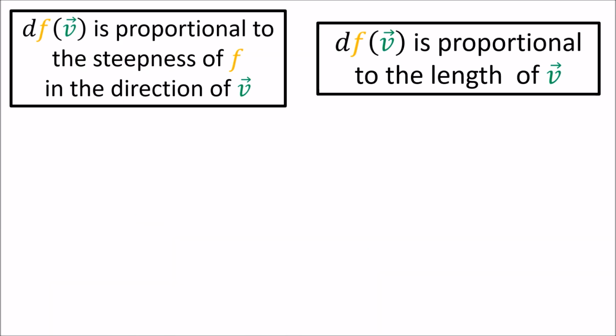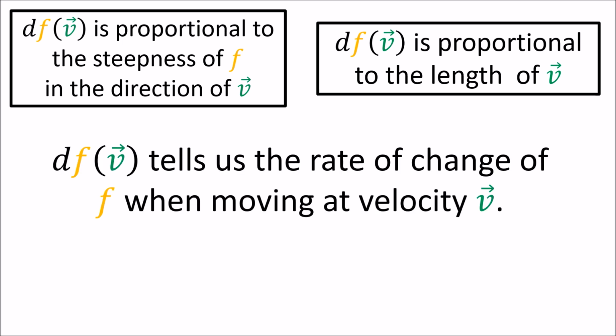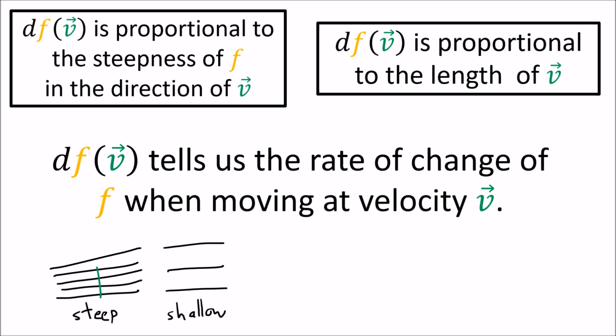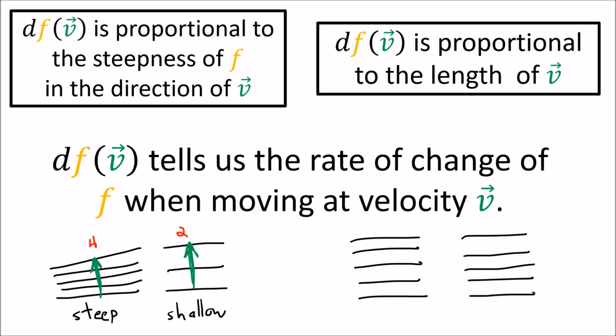So with these two facts, that the value of df of v is proportional to the steepness of f and also proportional to the length of v, this basically tells us that df of v measures the rate of change of f when moving through a point at velocity v. Right? If f changes more steeply, then the stack lines will be more dense, so we get a bigger value for df of v. And if we pass through the point with a faster velocity, the velocity vector v is longer, which also gives us a bigger value for df of v.